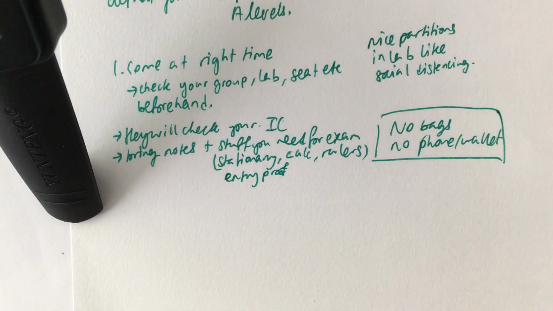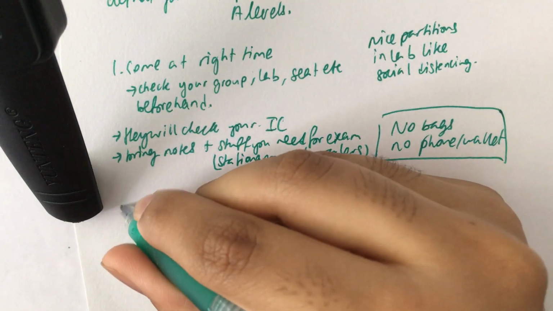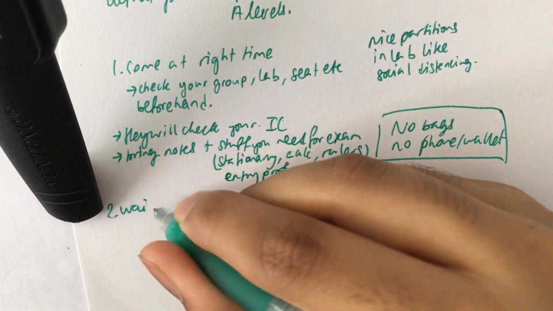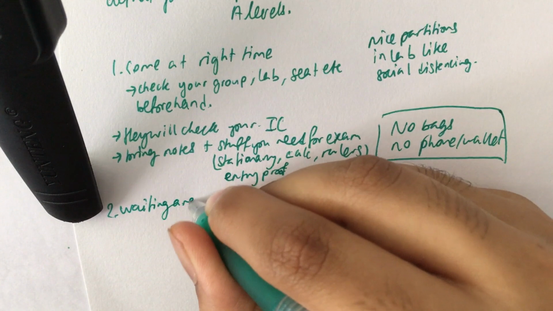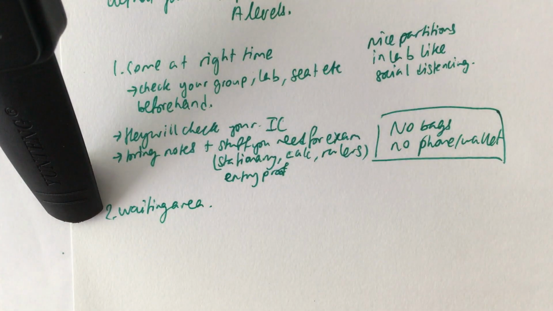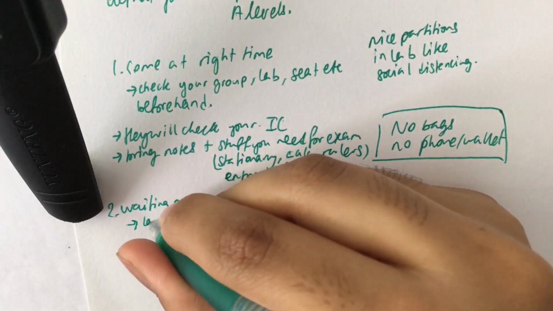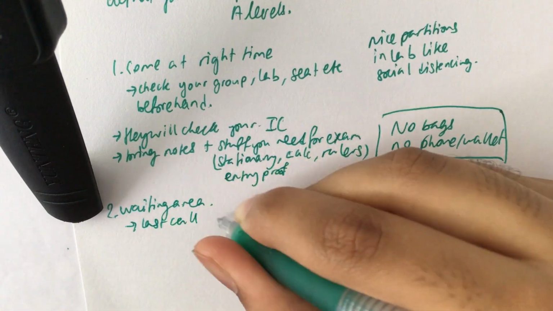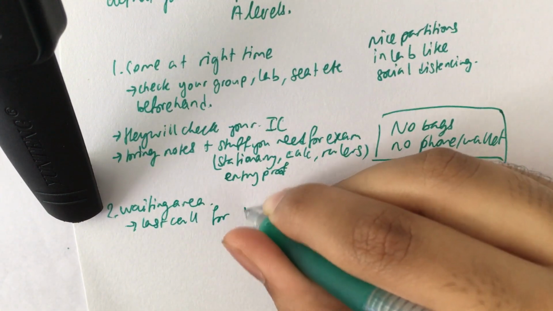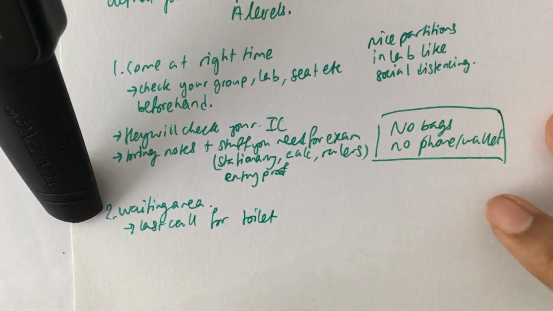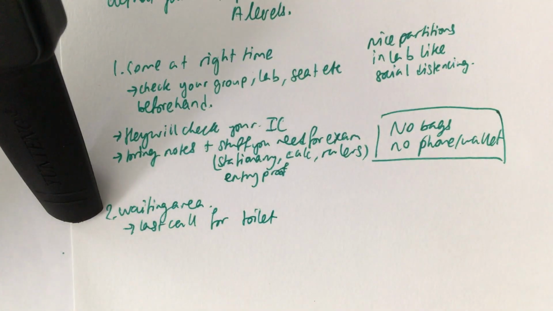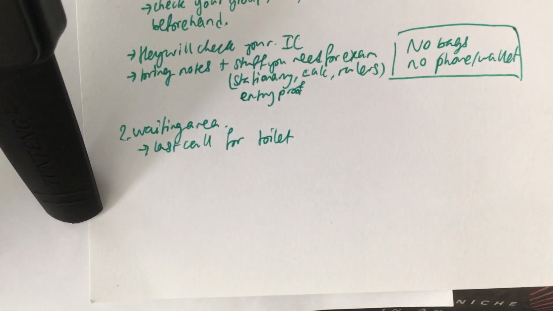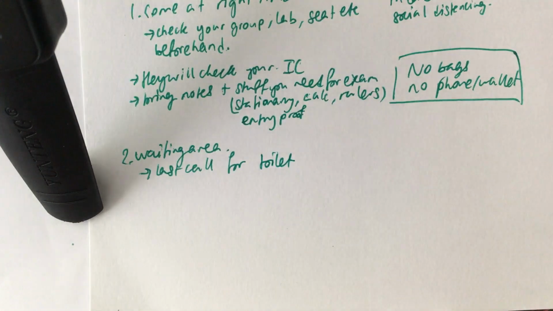So inside the waiting area, you'll just be sitting there and studying your notes, and at some point the teacher, aka the invigilator, will come and tell you what to do. They will tell you that in 5 minutes you'll be going to the lab, and until when you can go to the toilet and so on.